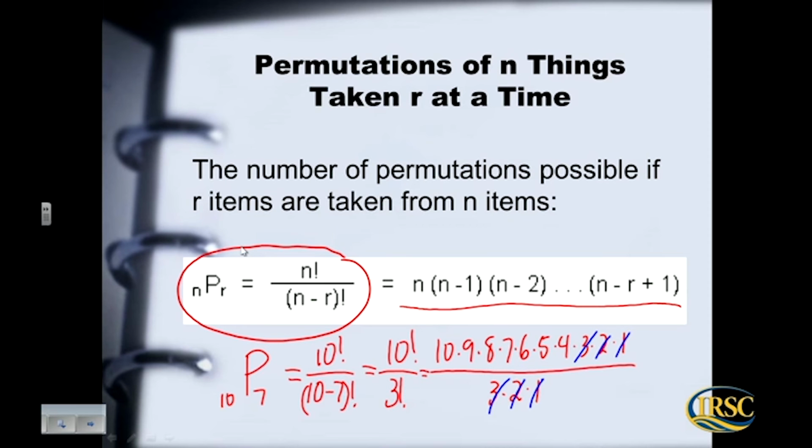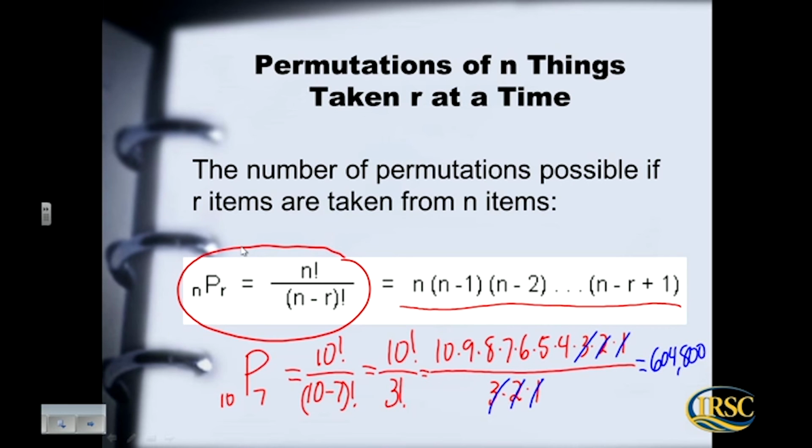Okay, so if we multiply all this together, what do we get? 10 times 9 times 8 times 7 times 6 times 5 times 4. 604,800. So that's how many ways that you can create groups of 7 out of a group of 10 items. There's that many different ways you can arrange those items.